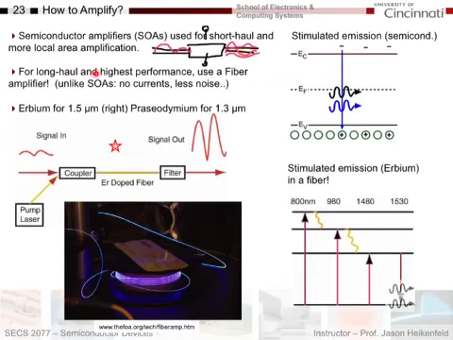For long haul across the Pacific Ocean or Atlantic Ocean or between cities, and the highest performance, you use a fiber amplifier. Unlike semiconductor optical amplifiers, there are no currents and there's less noise. What you do is you take a fiber and you dope it with erbium for amplifying 1.5 micron light or praseodymium for 1.3 microns. Those are those two minimum attenuations for silicon dioxide. So those are the two dominant telecom wavelengths.